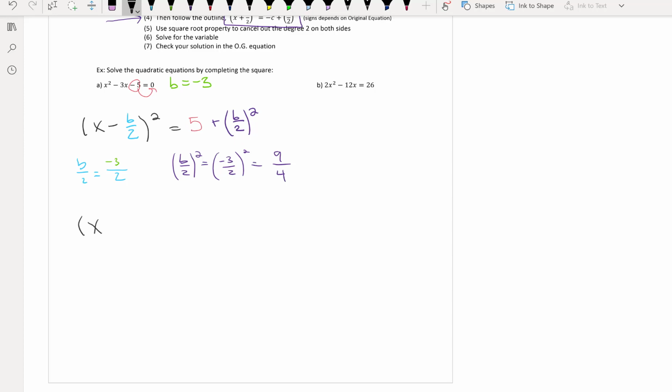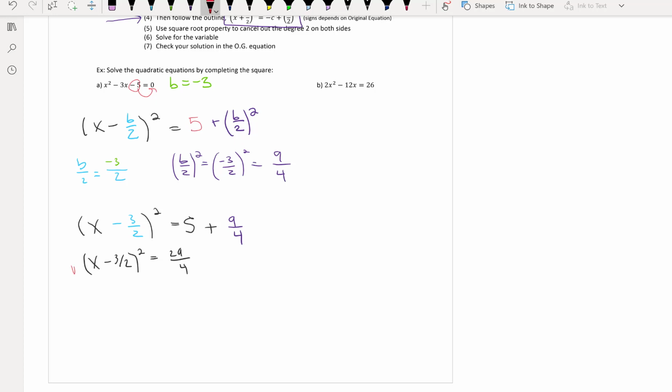So I'm going to have x, and in here I'm going to have my -3/2 squared, which is equal to 5 plus my 9/4. Now from here, I'm going to combine like terms, or simplify just a bit. So I have my (x - 3/2) squared, and 5 plus 9/4. You can do this on your calculator or not. I have 29 over 4.